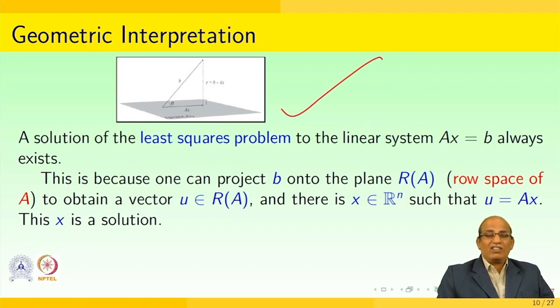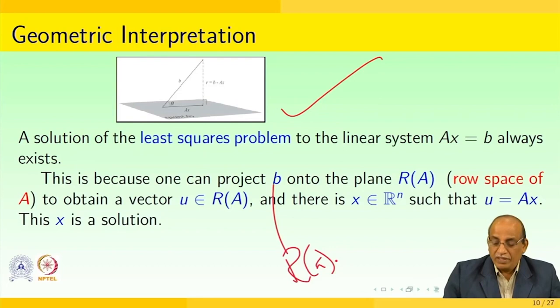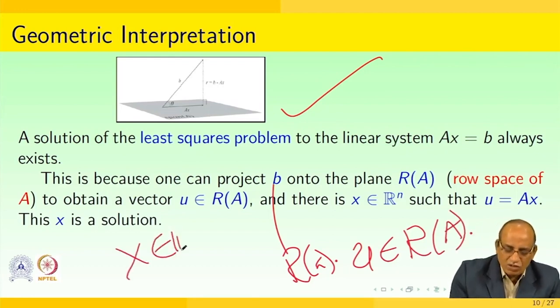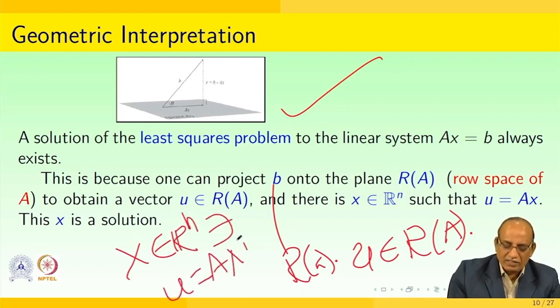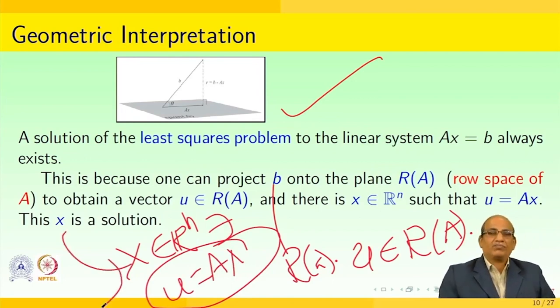This is because one can project b onto the range of A, that means we can project this onto the plane R of A. The vector U belongs to R of A. The vector U belongs to R of A, and there is X belongs to R^n such that U is equal to AX. This is more important. Therefore, X is a solution here.